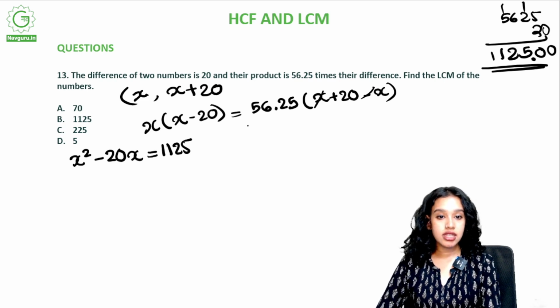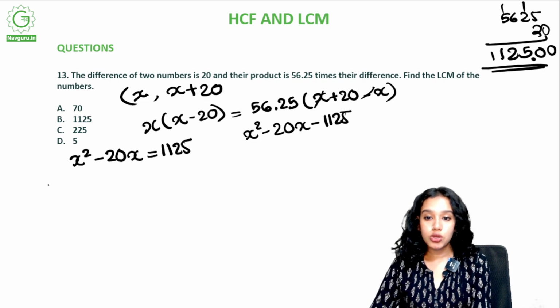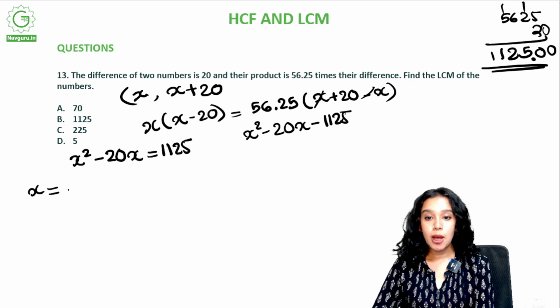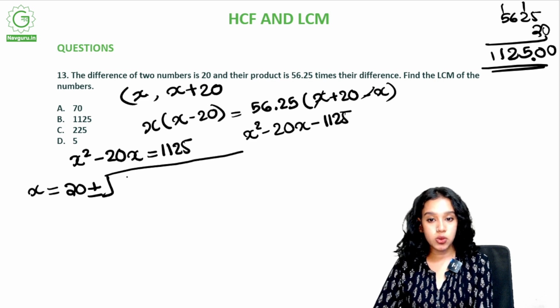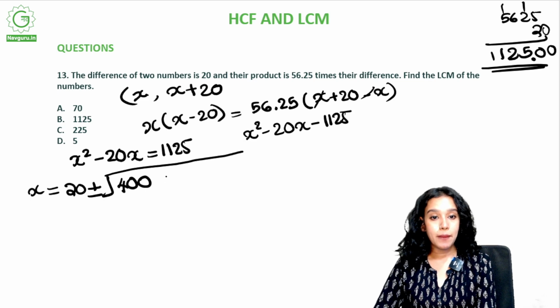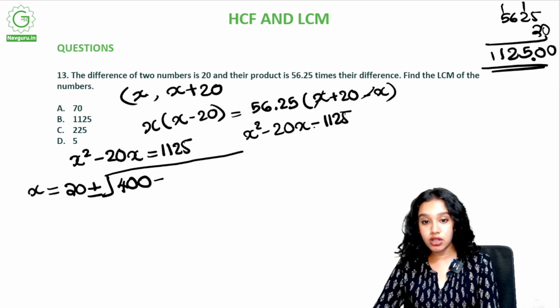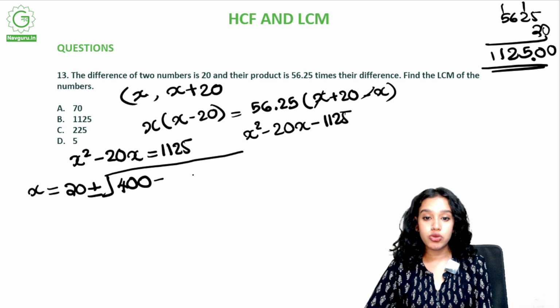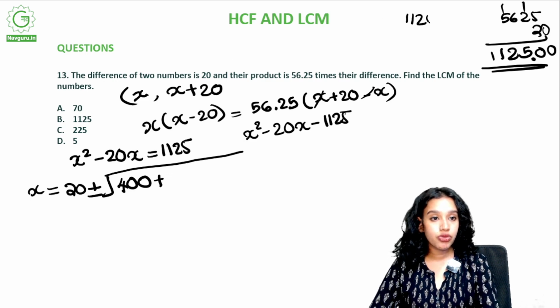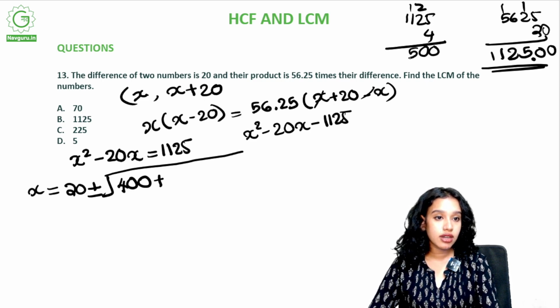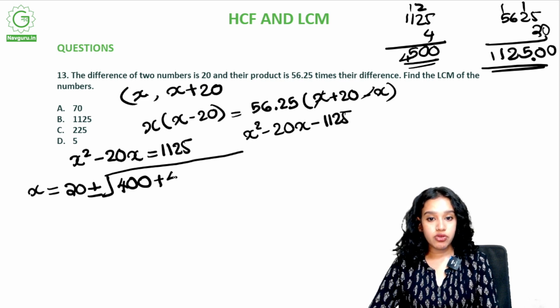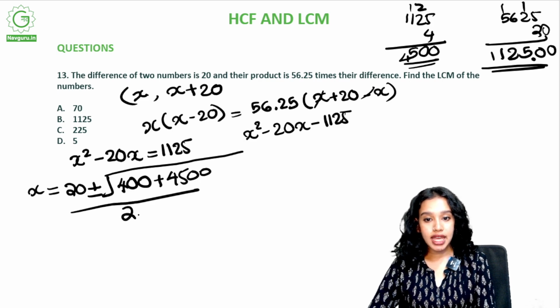So taking this to the other side, we'll get x square minus 20x minus 1125. So x is equal to, according to the solution of the quadratic equation, minus b is negative of negative 20, which becomes positive, plus or minus root of b square, which is 20 into 20, which is 400, minus 4 into a, which is 4 into 1, 4, into c, which is minus 4 into minus 1125, this becomes plus. So 1125 into 4 gives us 5 4s are 20, 4 2s are 8, 9, 10, 4 1s are 4 and 5, 4 1s are 4, which is 4500, by 2 times a, a is 1.